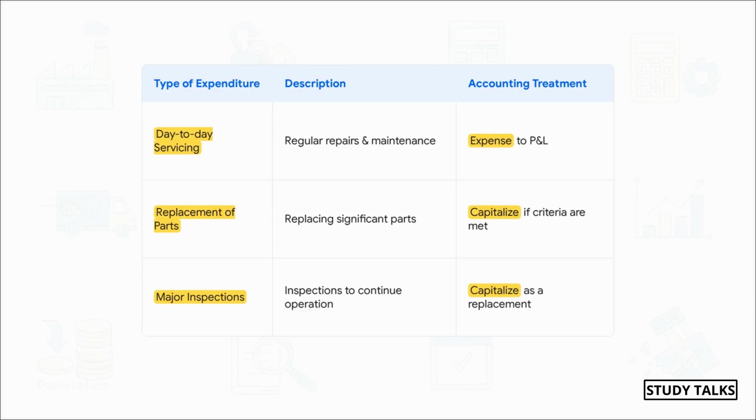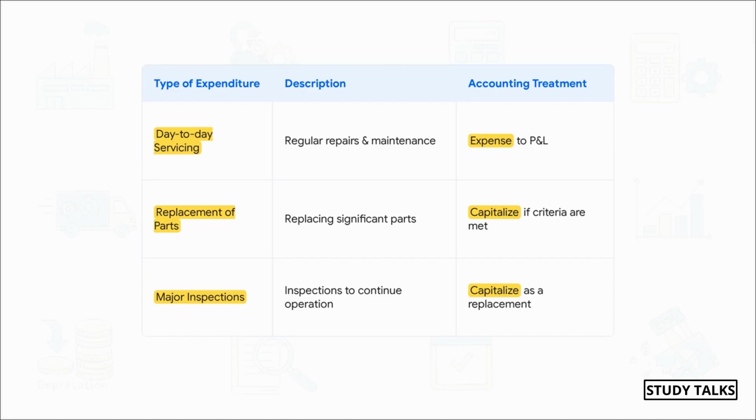So if we expense day-to-day stuff, what do we capitalize? Well, this table breaks it down nicely. Look, on one hand, you have your regular repairs and maintenance. That's an expense to the P&L. But on the other hand, what about replacing a significant part? Let's say relining a furnace or putting new seats in an aircraft. If it meets the recognition criteria, you capitalize that. Same goes for major inspections. Think about an aircraft again. It needs regular, major inspections just to be allowed to fly. The cost of that inspection is capitalized as if it were a replacement.